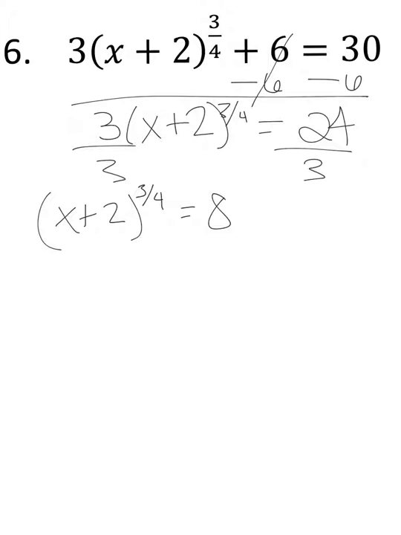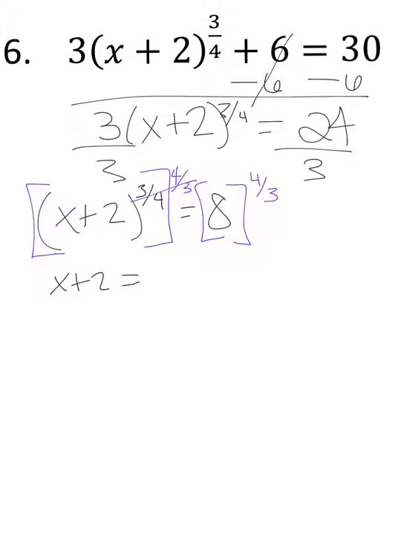So now we can undo our radical by taking it to, undo our exponent by taking it to the 4/3 power. So these will cancel, and we're going to be left with x plus 2 equals, and I'm going to rewrite the right side. So we are going to have the 3rd root of 8 to the 4th. I tend to do my radicals first. I like to get the number smaller if possible before I make it bigger with an exponent. So I'm going to find the 3rd root of 8 to get 2, and now that's still to the 4th power.